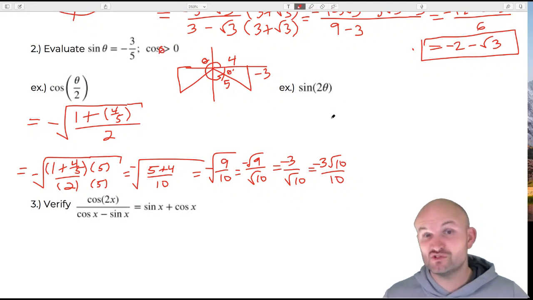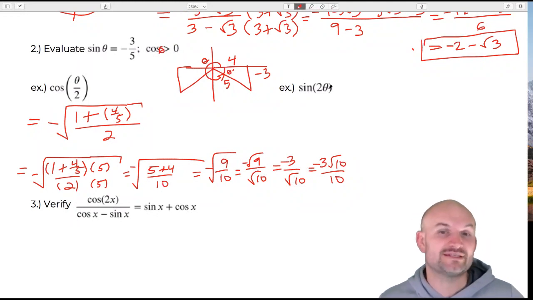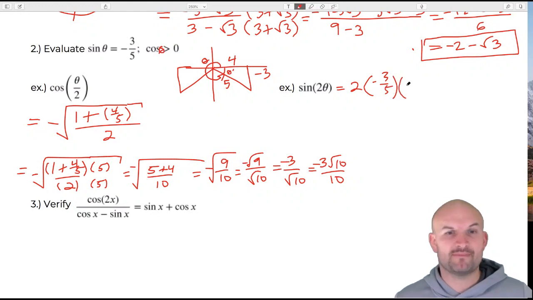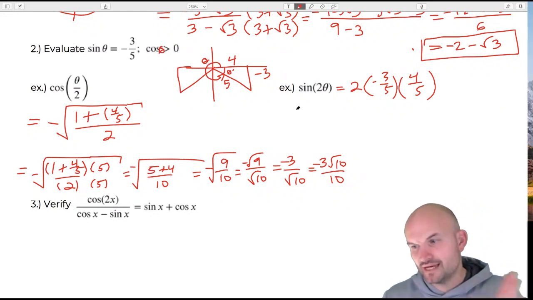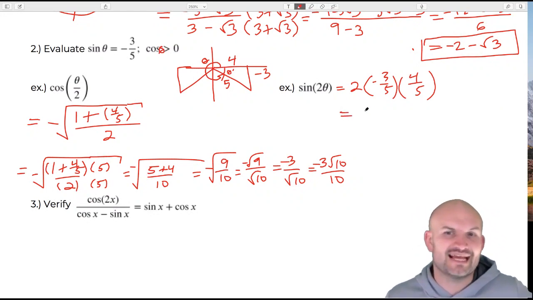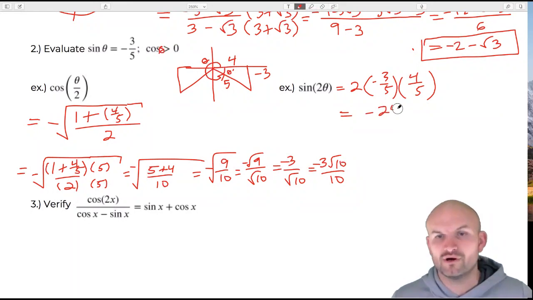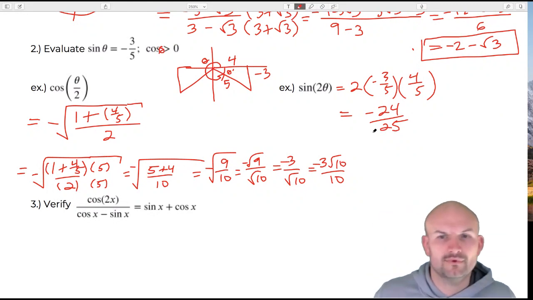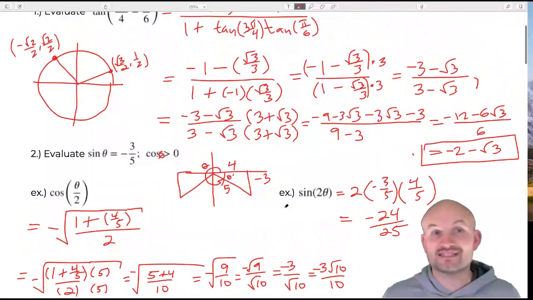The next example is just using the double angle formula for sine, which is going to be 2 sine of theta cosine of theta. So in this case, all we're going to do is take 2 and then multiply by the sine of theta, which is negative 3/5. And then multiply that by the cosine of theta, which is 4/5. Okay, and when you multiply straight across here, you're going to get a negative 6 times 4, which is a negative 24 over 25. All right. So that was the double angle, half angle, and sum and difference.